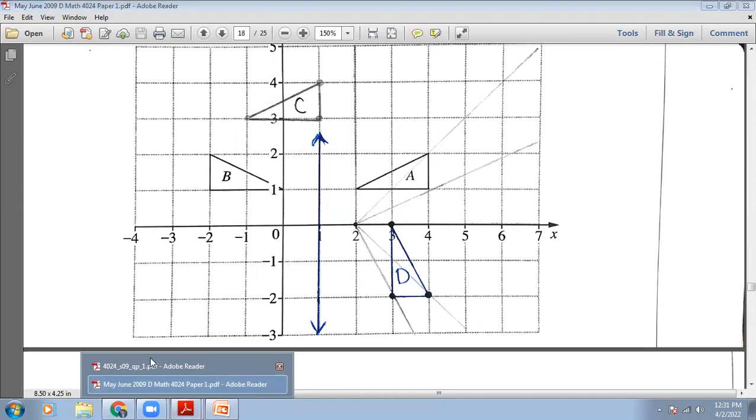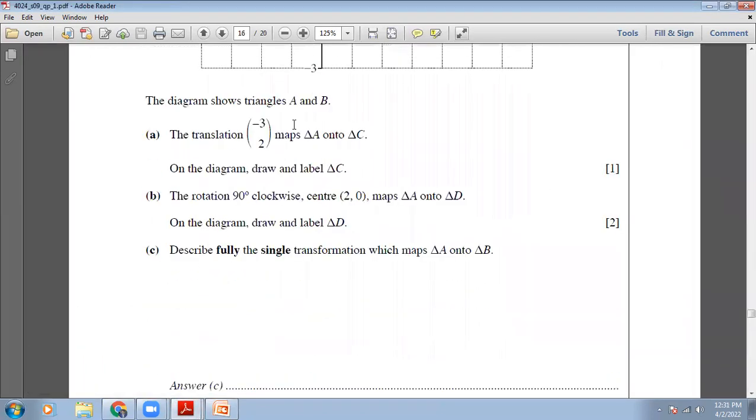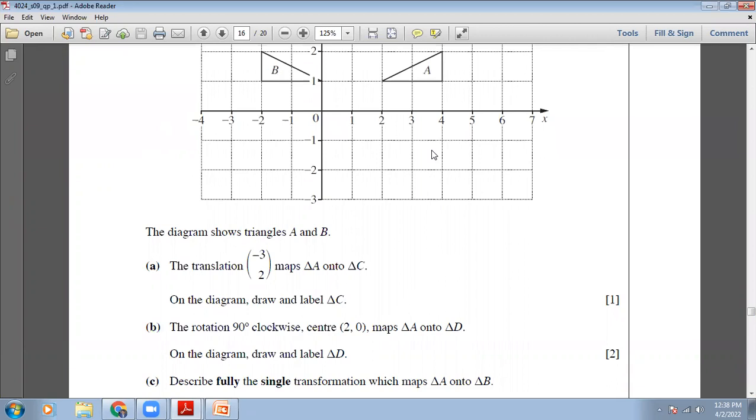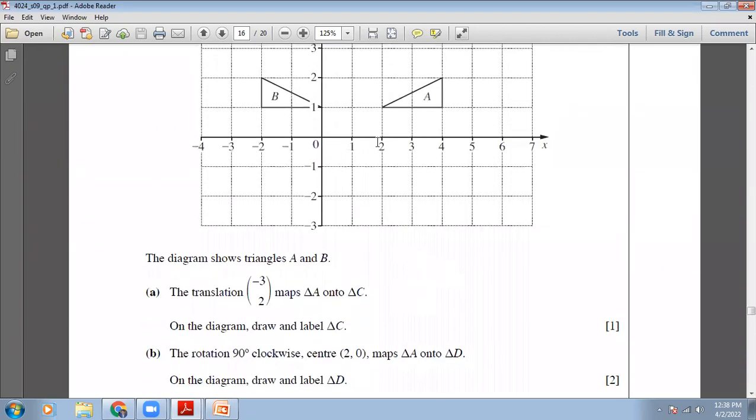So we are done with the A part. The B part is: the rotation 90-degree clockwise, center (2, 0), maps the triangle A onto triangle D. On the diagram, draw and label the triangle D. So (2, 0) is here. This is the center of rotation. And we have to rotate this triangle A 90-degree clockwise. So this will be the center of rotation.